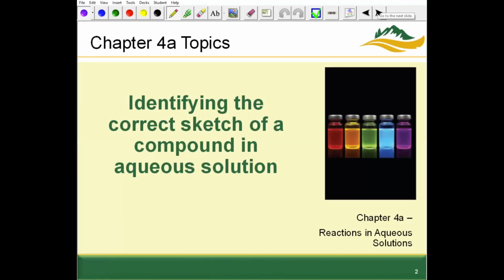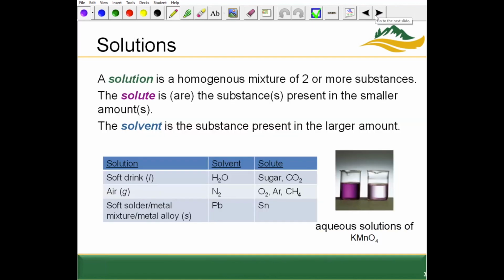The first topic in chapter 4: identifying the correct sketch of a compound in aqueous solution. Before we go into that, let's set up some of these definitions. A solution is a homogeneous mixture of two or more substances. Remember, homogeneous mixtures from chapter 1 appear the same throughout. But remember, the components in a mixture still retain their individual identities.